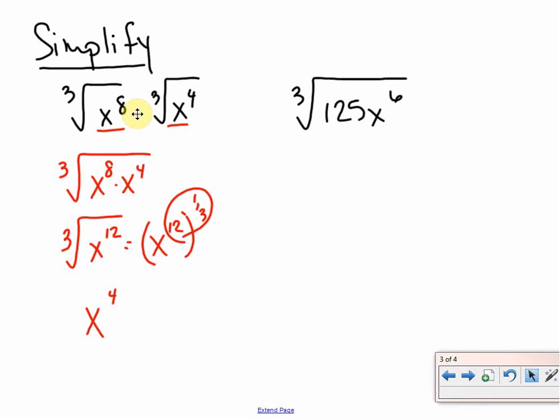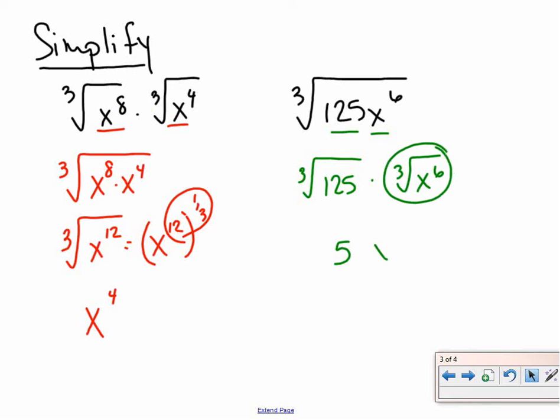For my next example, I have the cube root of 125 and x to the 6th. Since those 2 values are being multiplied, I can divide them up into their own radicals and then compute each problem separately. The cube root of 125 is 5. If you have a hard time with this, think of it as x to the 6 to the 1/3, because it's a cube root. And then 6 times a third is 2. So this would be 5x squared.